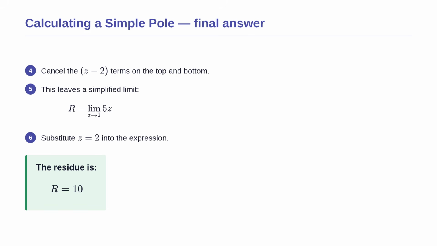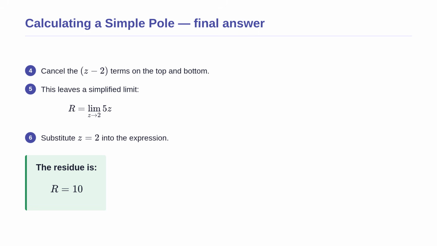Continuing with our calculation, notice how the z minus 2 on the top and the z minus 2 on the bottom perfectly cancel each other out. This algebraic step removes the singularity entirely, leaving us with a very simple, well-behaved expression, the limit of 5z as z approaches 2. Now that the dangerous part of the fraction is gone, we can safely evaluate the limit by substituting the number 2 in place of the variable z. 5 times 2 gives us 10. This means the residue of this function at the pole z equals 2 is exactly 10.